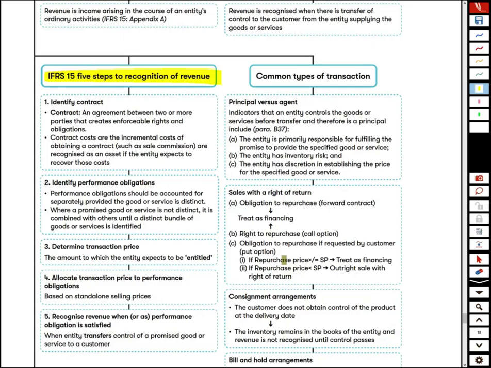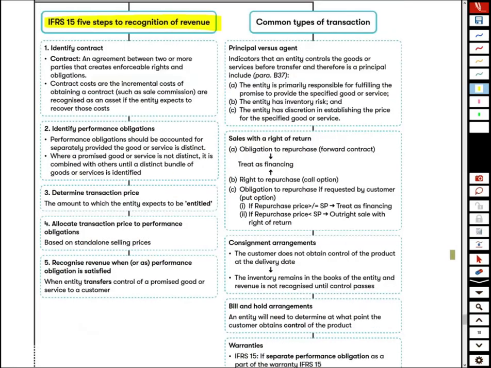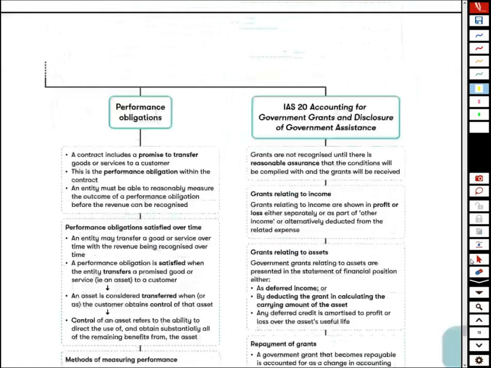We also then looked at the common types of transaction. Now remember, with these ones, they can be tested in the exam. So although they're examples of common types, they are fairly commonly examined in your exam. So do make sure you can deal with those and see them as things that could be tested rather than just little examples. So make sure you are comfortable with those as well.